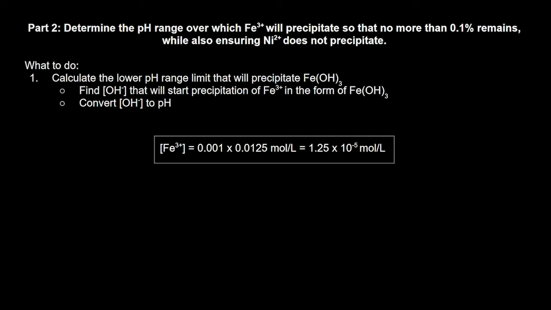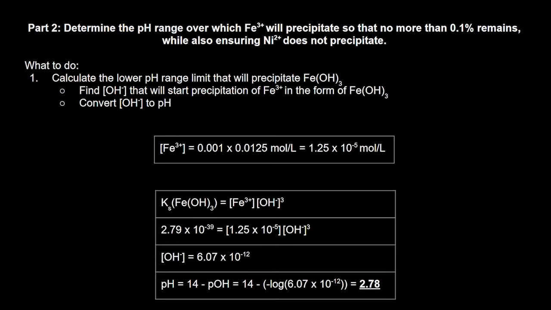First, we're told in the question we need to make sure that no more than 0.1% remains in solution when we're precipitating the iron. In other words, the concentration of iron ions actually in the solution as we're precipitating it has to be no more than 1.25 times 10 to the negative 5 moles per liter. Pretty small number. So you have to make sure you took the concentration we just calculated for iron and multiplied it by 0.1%, because that is the concentration of iron ions that must be left in solution if we're doing this precipitation right.